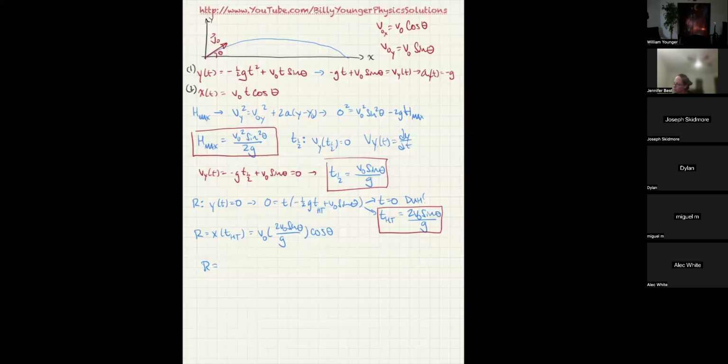So R is actually equal to v0 squared 2 sine theta cosine theta over g. And of course, there's a trig identity for this. This is in fact the sine of 2 theta. So we get R is equal to v0 squared sine 2 theta over g.